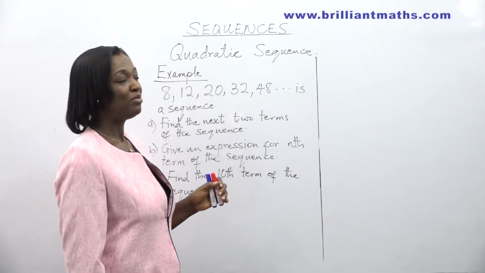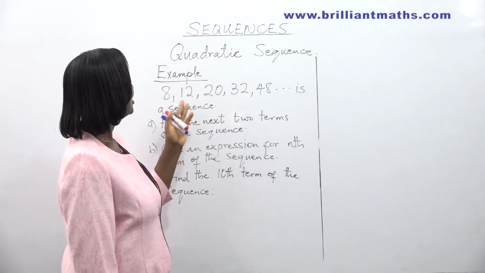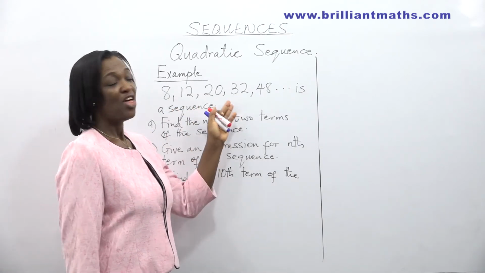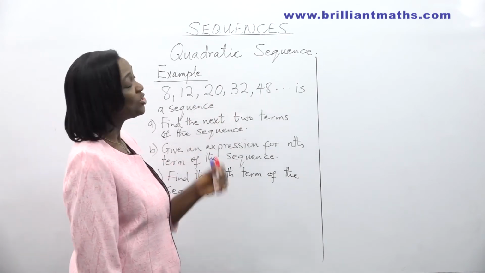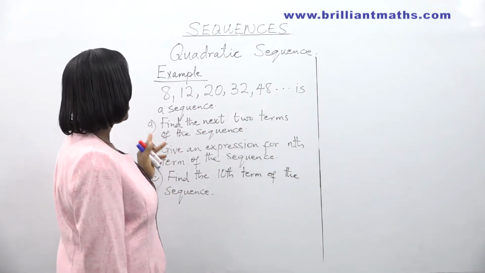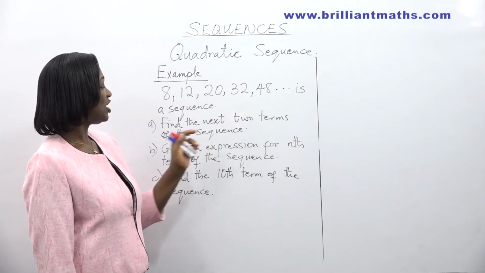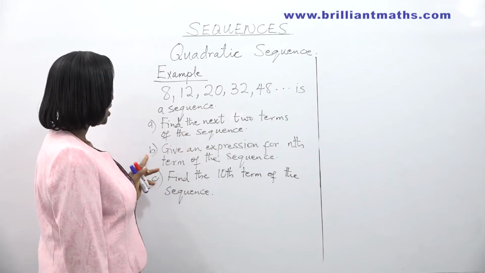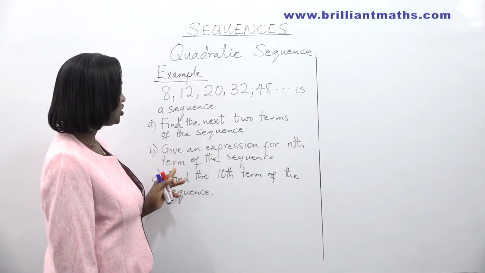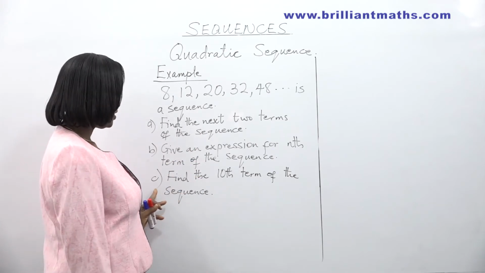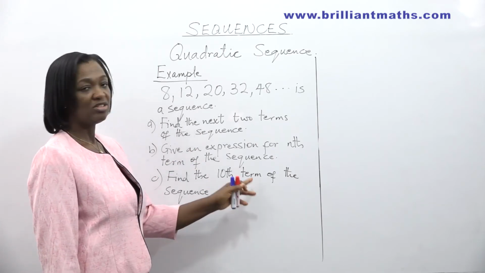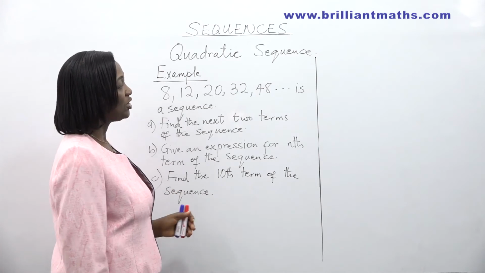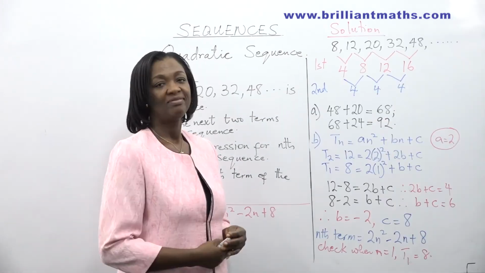Let's look at this example. 8, 12, 20, 32, 48, and so on is a sequence. A, find the next two terms of the sequence. B, give an expression for the nth term of the sequence. And C, find the 10th term of the sequence. So let's work this out.